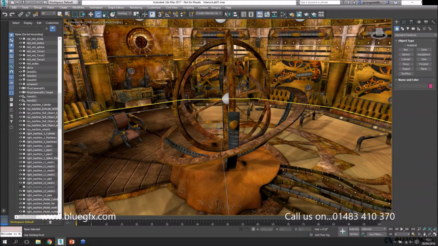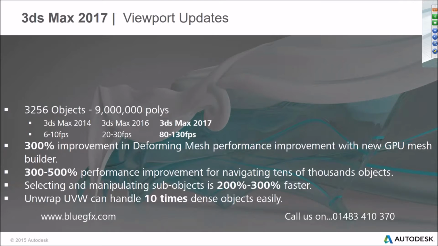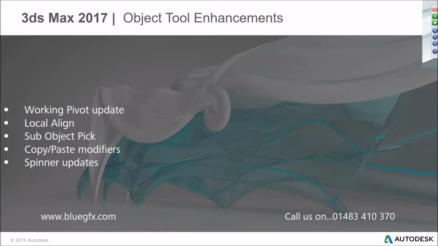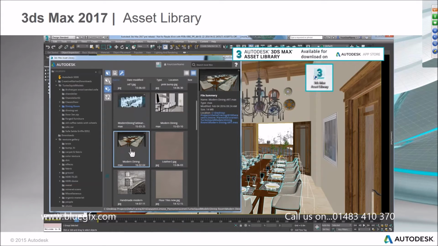So that's also quite a handy option for switching your pivot point while you're in a modeling environment. So let's switch back to my PowerPoint so that I'm sure that I'm not forgetting anything. So we talked about the working pivot, the local align, sub-object pick can be overridden with a new option in your shortcut keys, copy-paste modifiers, and spinner updates as well.